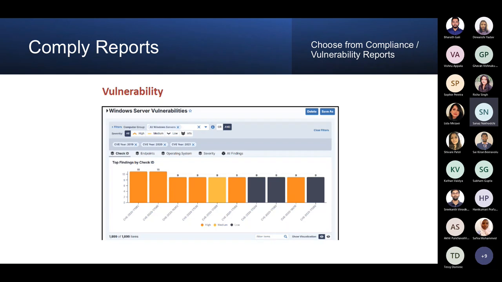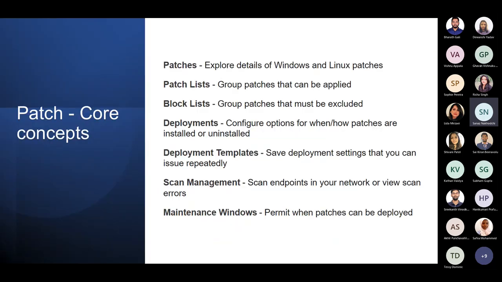Also, for the first column of the bar chart, 11 endpoints are affected. For the second one, again 11 endpoints are affected, with high severity. So it gives you a very good idea, and you can also get access to those endpoints and operating systems for further investigation or remediation.